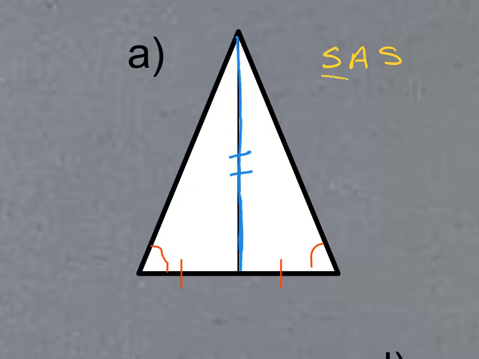Why am I not okay with SAS on this one? Because the outer angles, we don't know that they're congruent. What do you mean the outer angles? Well, these are definitely shown as congruent right here. That's shown as congruent. That's definitely true. It's not included. It's not the included angle.